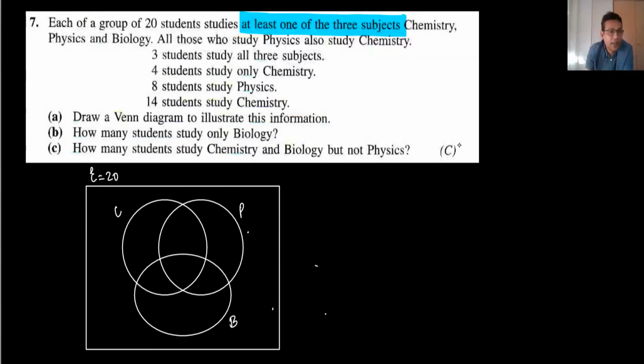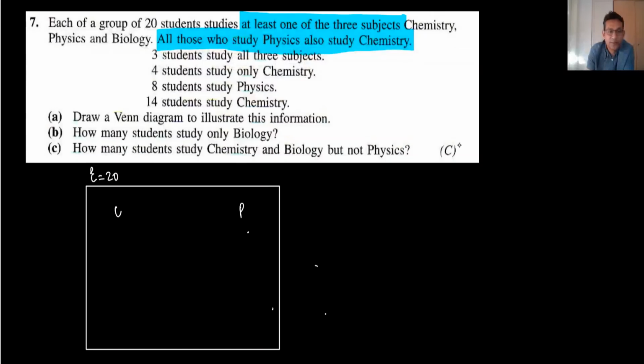I have to change the diagram. This is the most important part. I have to change the diagram. It means what I have to do, let's see, I have to explain now. All those who study physics also study chemistry.